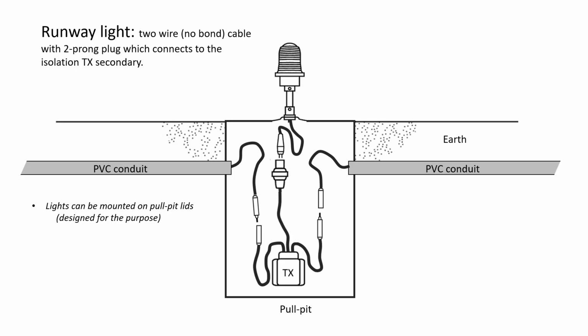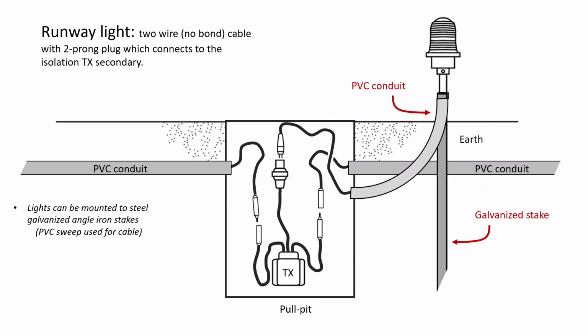Lights can be mounted on pulpit lids designed for the purpose, in which case the light pulls threads into the pulpit lid, or, more commonly in Canada, it is mounted on a galvanized stake, and then a PVC conduit takes that 2-wire cable down to the isolation transformer. This can make it a little bit easier to adjust the height if we need the light to be higher off the ground, and to replace the lights without damage to the pulpit if they get hit by a snowplow.